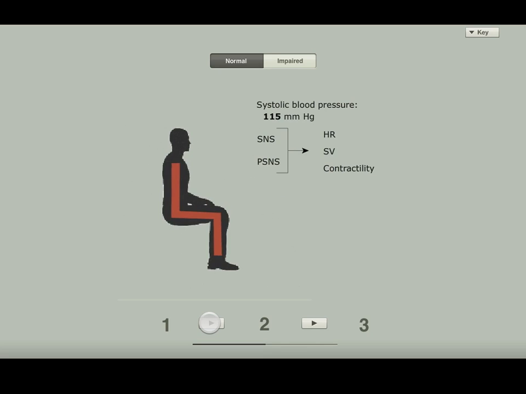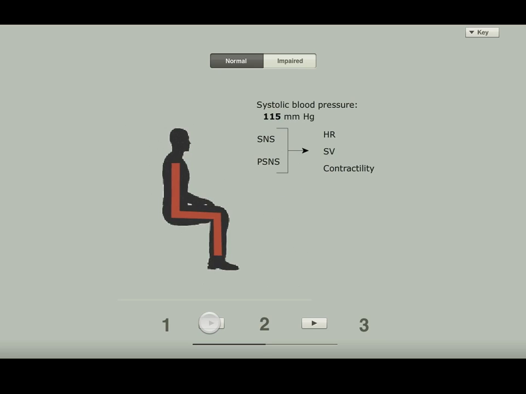Increased firing of the SNS also increases vascular tone, and this is another mechanism that acts to counter the initial drop in blood pressure. When moving from lying down or sitting to a standing position, activation of leg muscles necessary to stand also activates the muscle pump action that moves blood back through the veins toward the heart, thereby countering pooling of blood in the extremities.